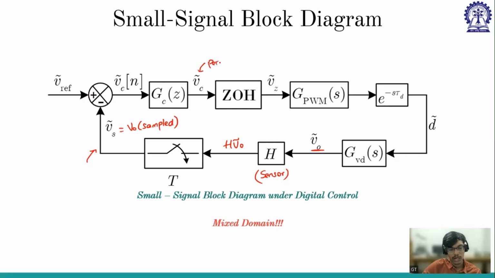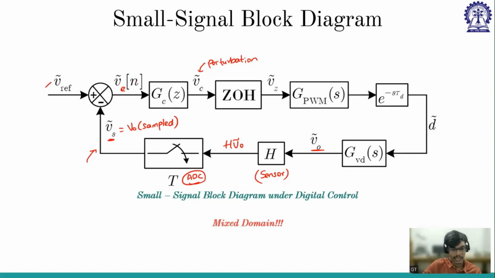Because it is small signal, everything is perturbed around the steady state value. So we call it small signal perturbation. So H V naught, and then using the ADC. First we are multiplying with the sensor. We use a sensor to reduce the output voltage within the range of the ADC. So we can consider this as the ADC, and now it is being sampled, which gives the sampled output voltage subtracted from the reference, giving us V error N.